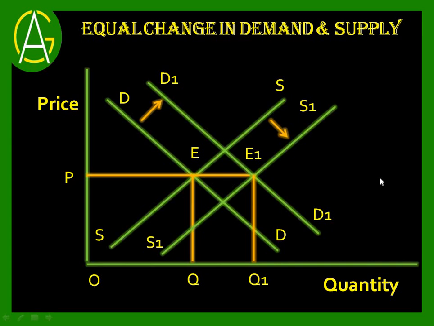Now how can the question be asked here? Question can be given like this: when there is equal change in demand and supply, what will be the effect on equilibrium price and equilibrium quantity? So the answer is very simple. Equilibrium price will remain same and equilibrium quantity will increase.